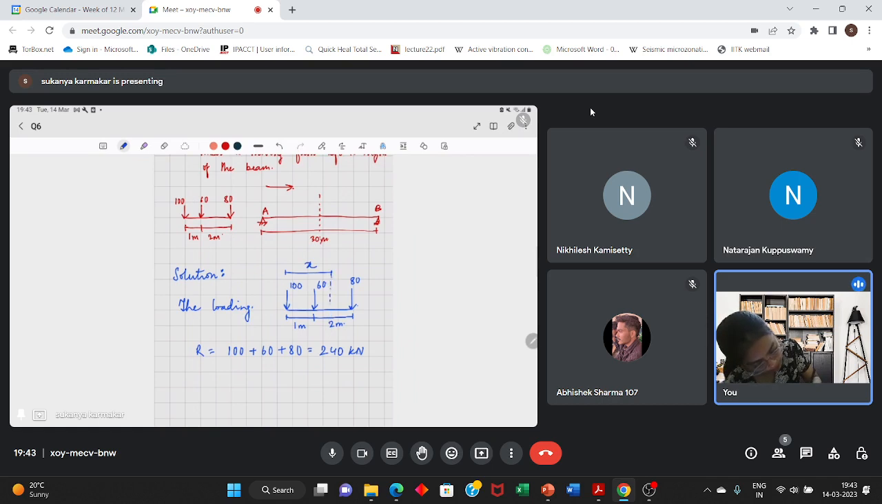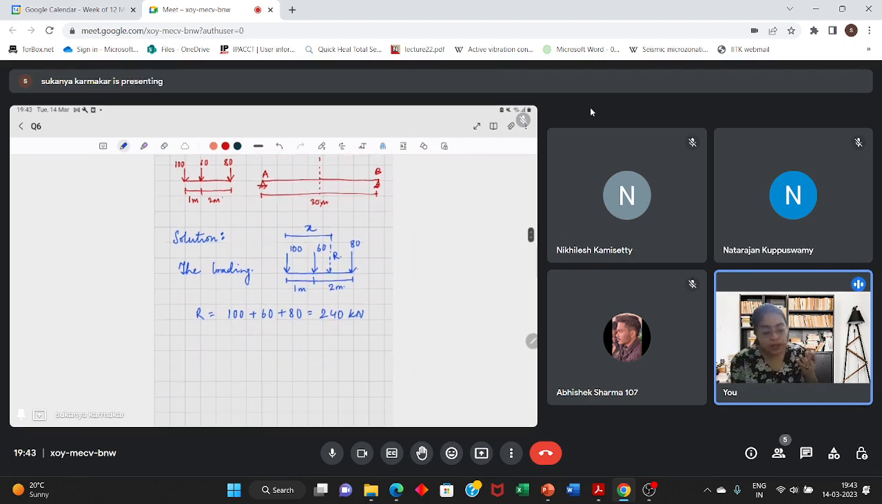Let me put it by dotted line. This is the resultant load. So, how do we calculate the position of the centroid? Let these points be A, B, and C. About A, you can take the moment, taking moment about A.